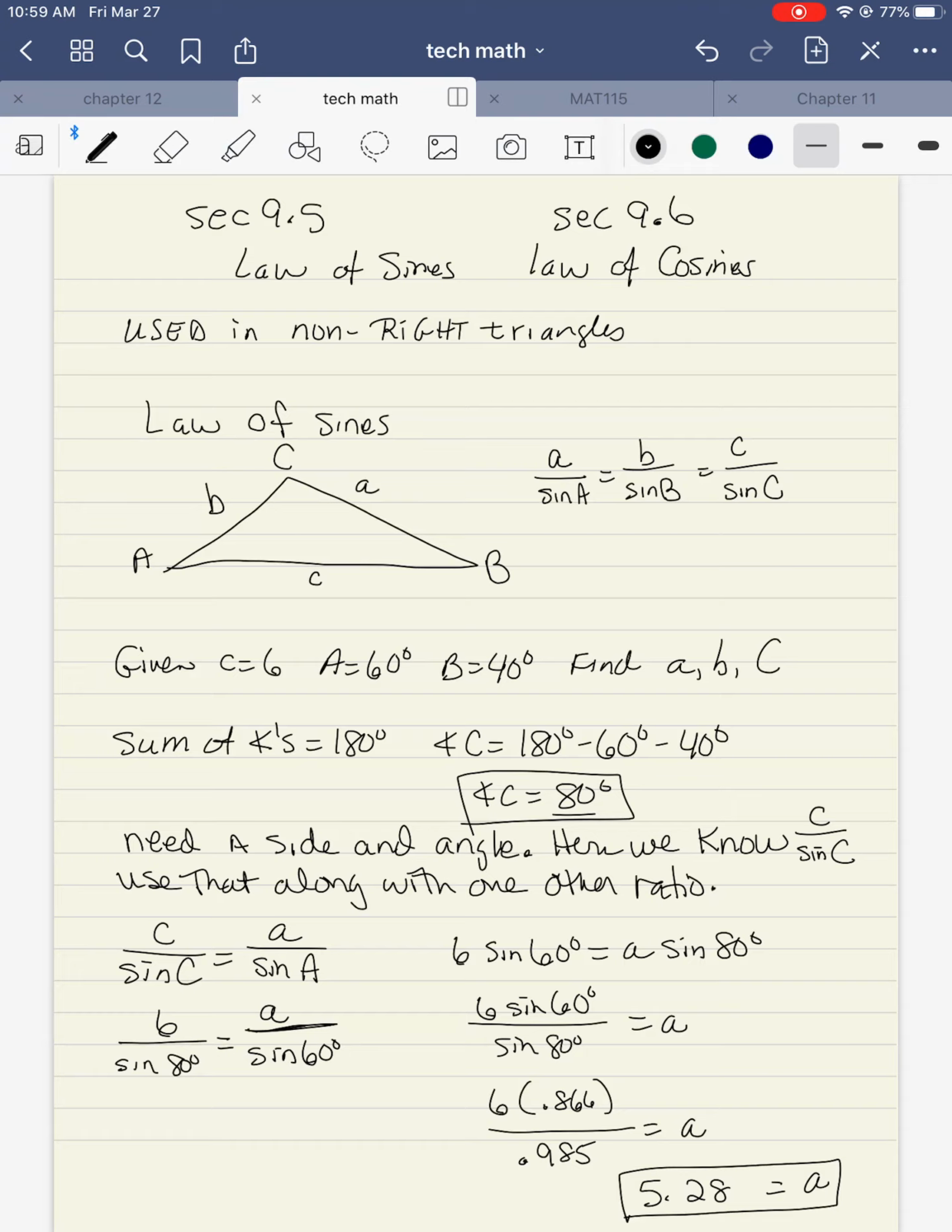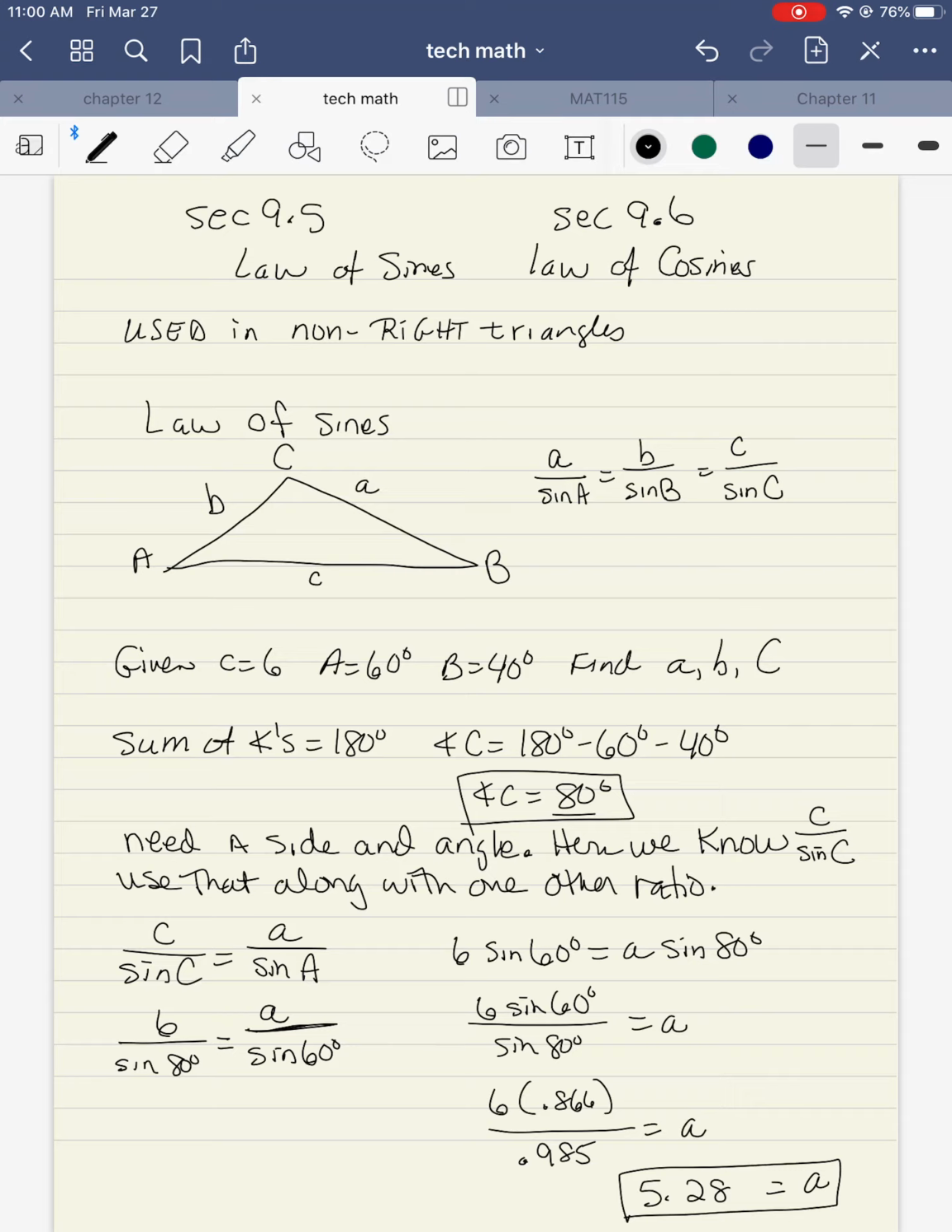angle C, side C. The law of sines says you can take the side measurement, divide it by the sine of that particular angle, and you can set up ratios. So a over sine A is equal to b over sine B is equal to c over sine C. You're only using two at a time, and when you decide which ones you're going to pick, you need to know one of everything on one complete ratio.